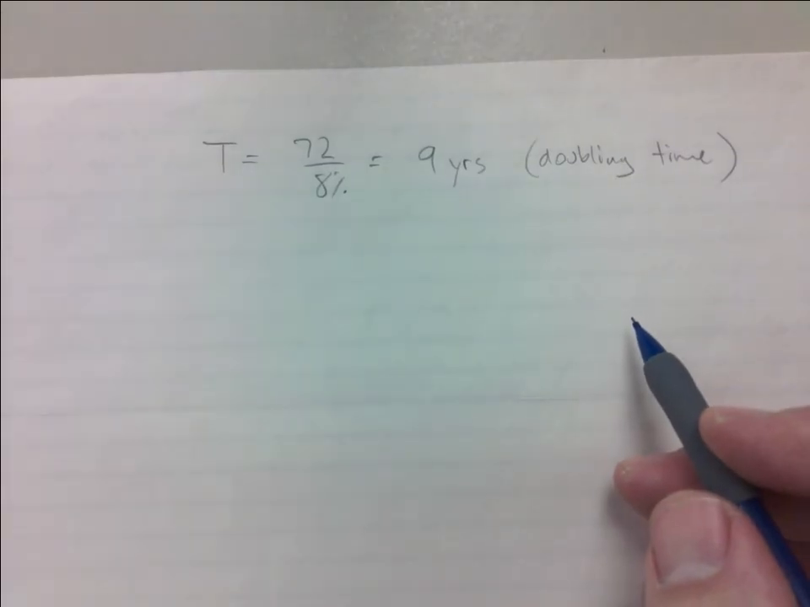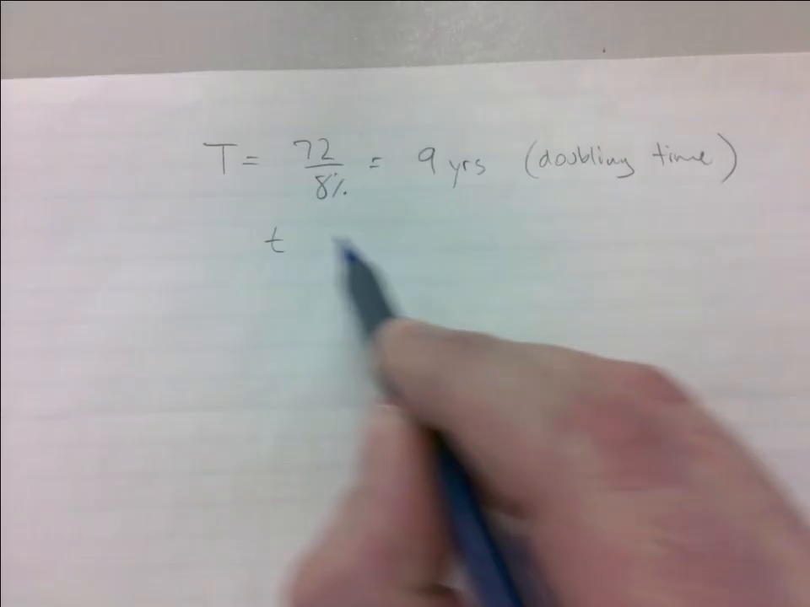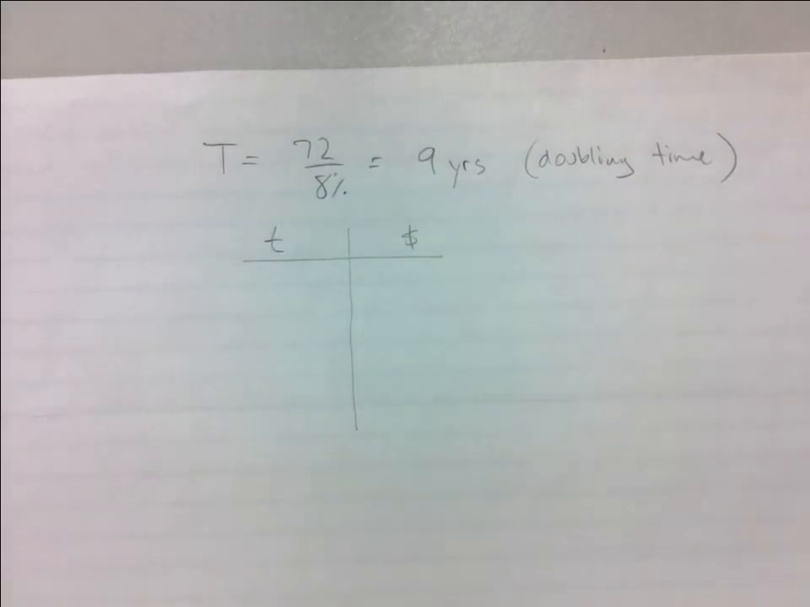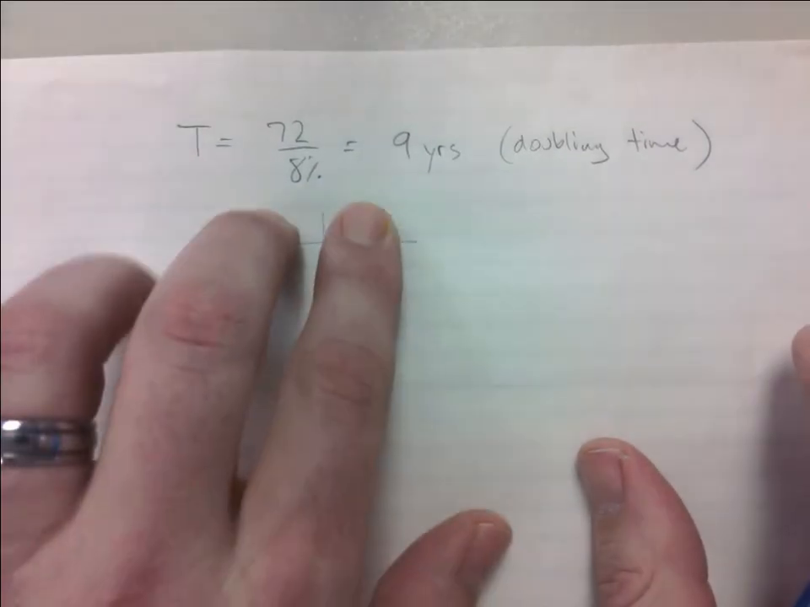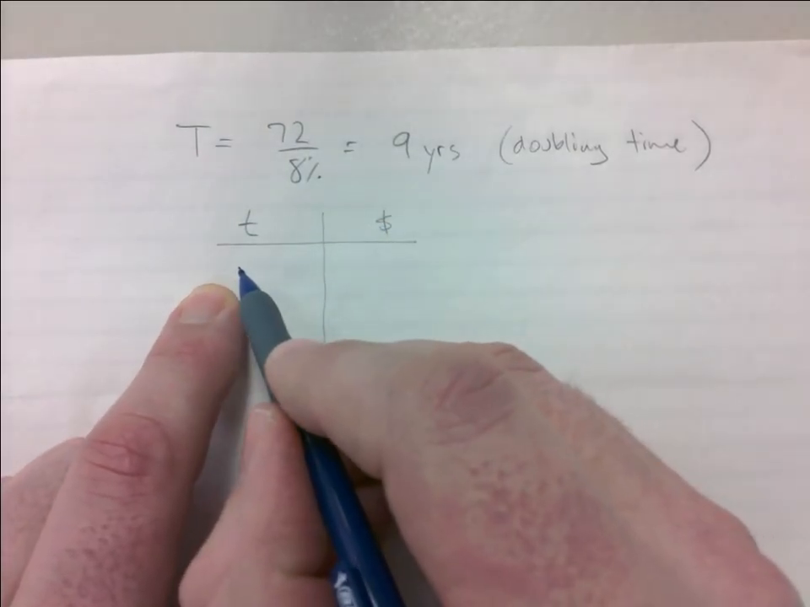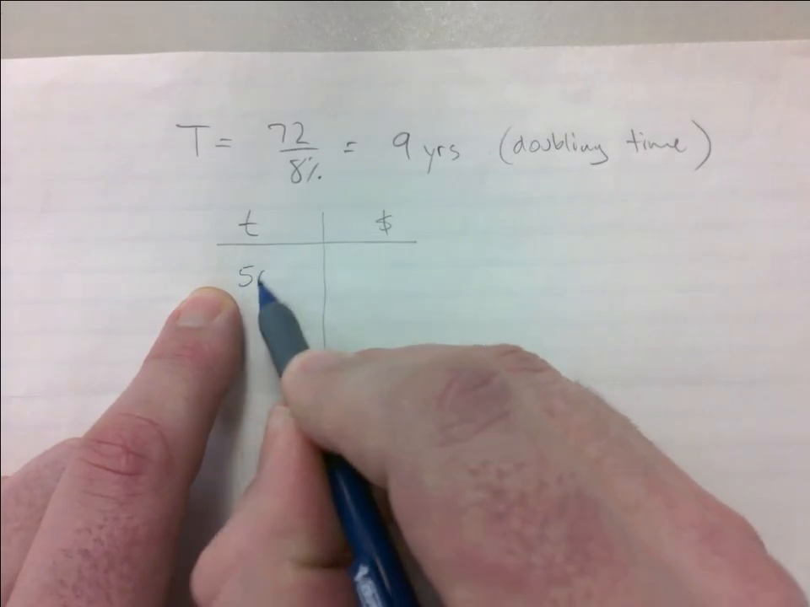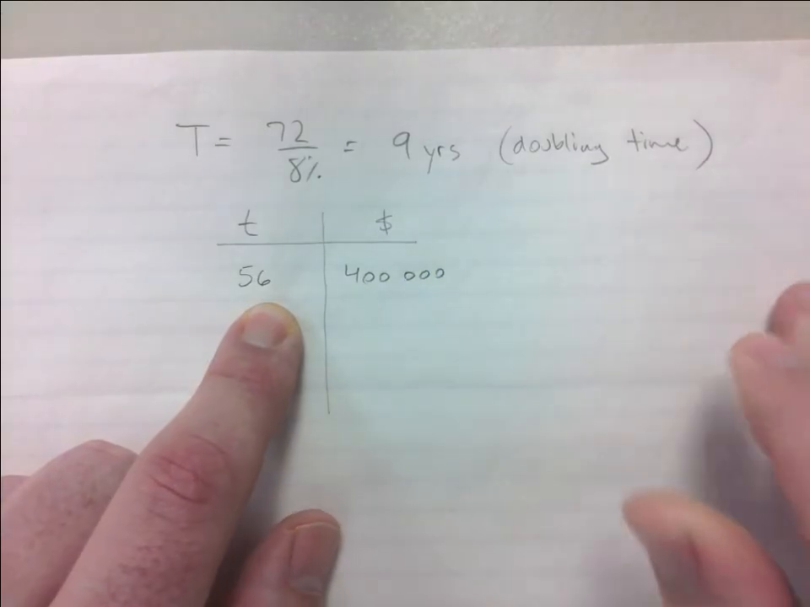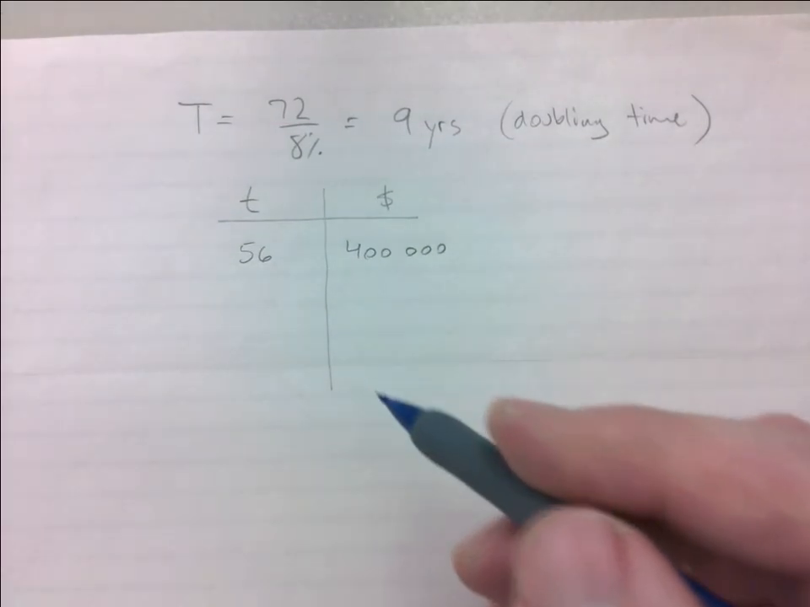But here we're going backwards in time. I would still say it's probably good to have a table like that. You don't have to, but once we get to functions, you'll see why I like tables. So I will start with, we are what, 56, and we have 400,000, correct? So now we're going to go back in time.